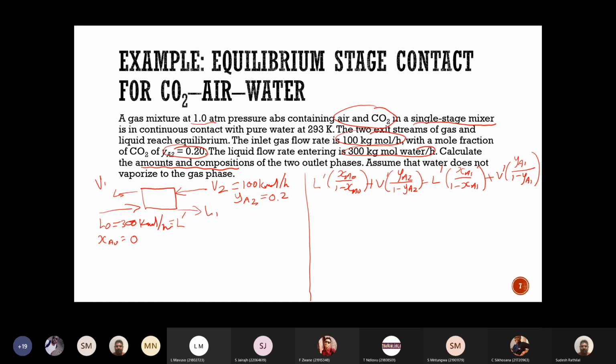Now I've got to establish and put down what is known and what is unknown in this equation. What do we know from this equation? We know that L prime is equal to 300. What is XA0? XA0 is the composition of the water that's coming in. So it is 0.